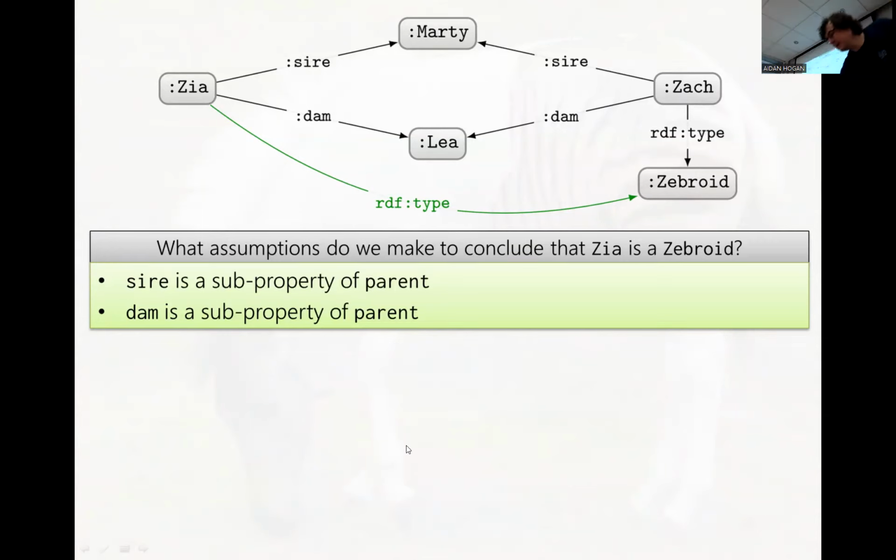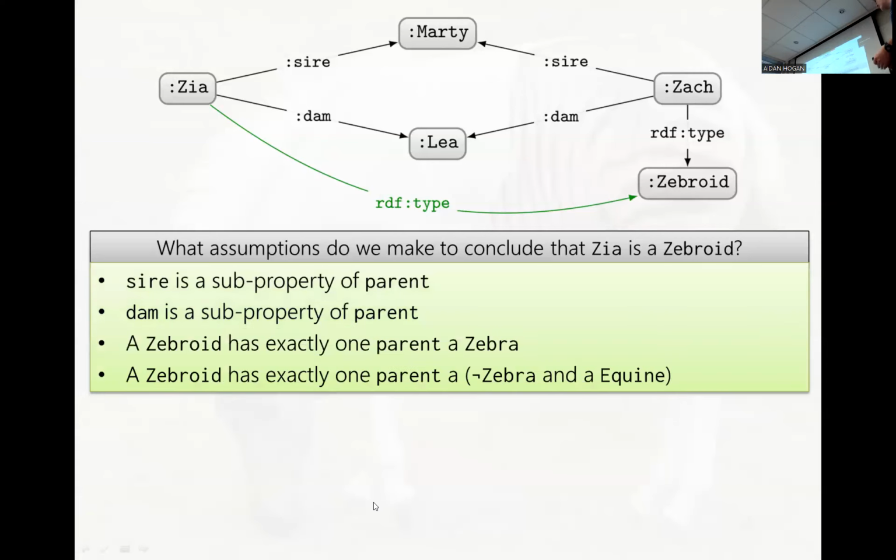We say that a zebroid has exactly one parent, a zebra, and a zebroid has exactly one parent, a not zebra and an equine. The symbol here will represent not in the slides. Okay, does it make sense? So now, have we stated enough facts or information to conclude that Zia is a zebroid?